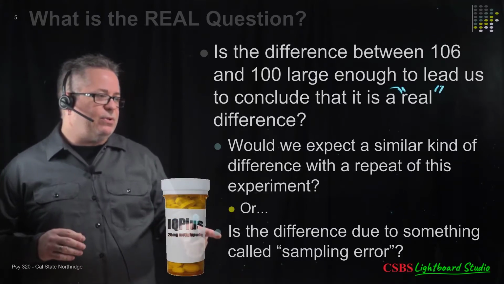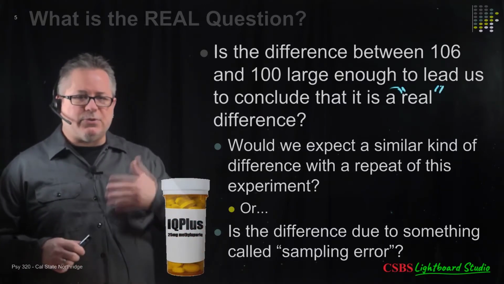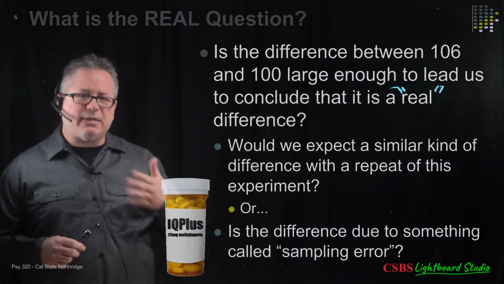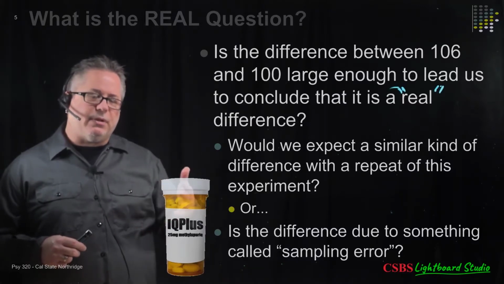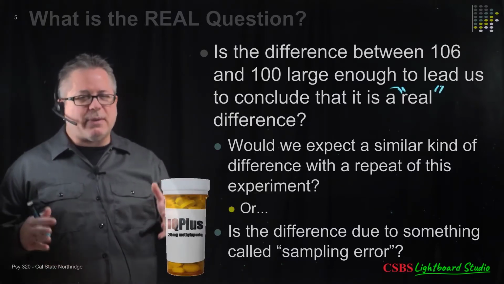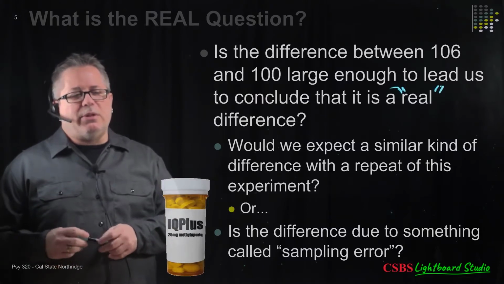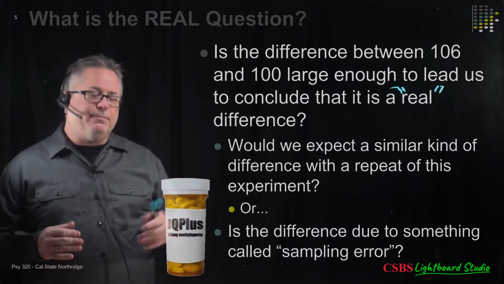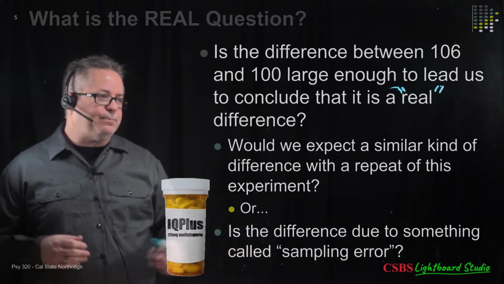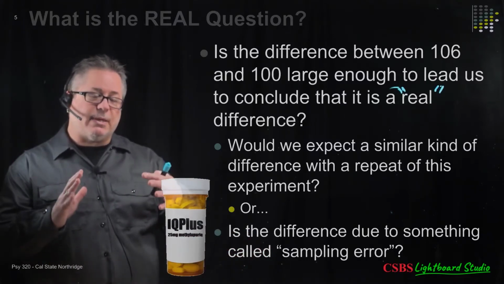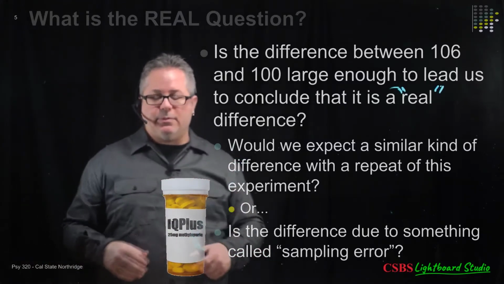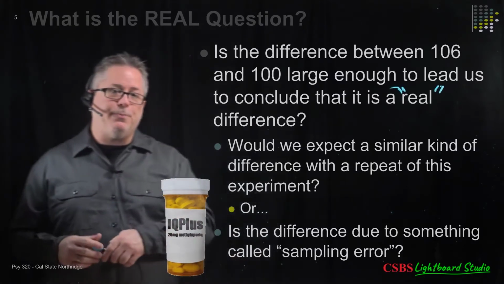So is the difference due to something called sampling error, meaning that as you take samples from a population, you expect them to vary somewhat? Even though we expect the average to be 100, the average is likely to vary a little bit just due to sampling error. Sometimes some samples may be a little above the population average, sometimes a little bit below.